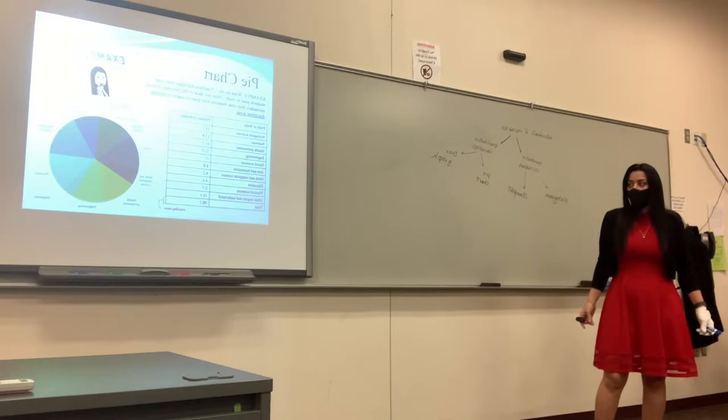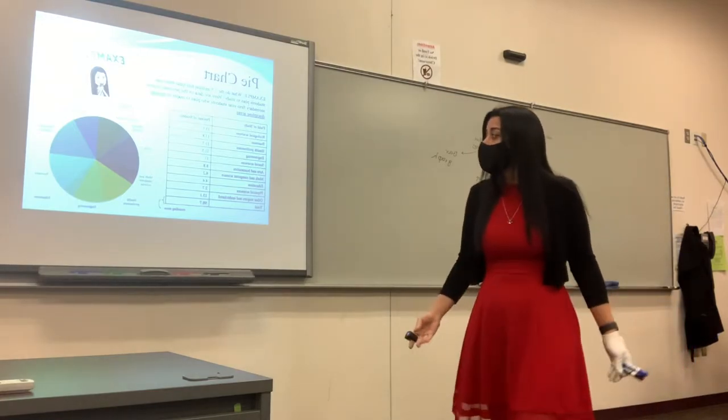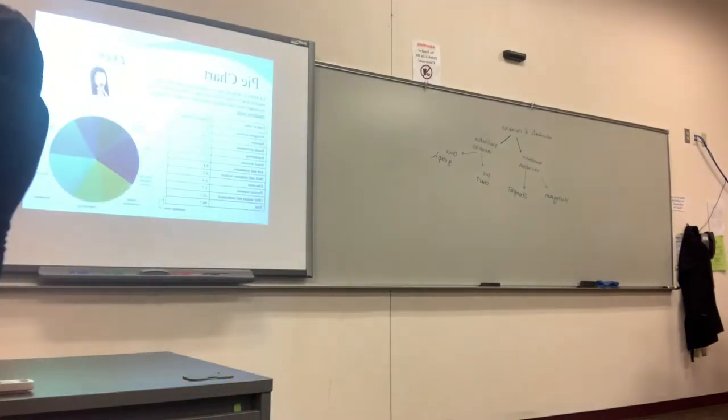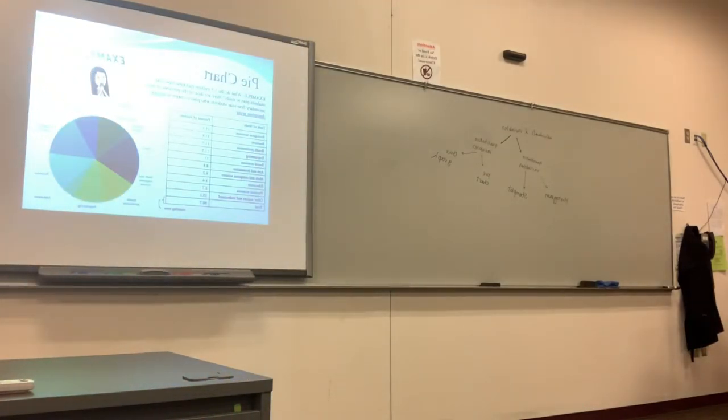Okay. So, how to interpret that? We can say, what is the smallest measure on this graph? It seems the physical science has the smallest slice, right? And when you go to the table on the left side, you will see, yeah, physical science is 2.7% of overall, which is the smallest group, right? And then it seems like biological science or health science are the biggest group in this pie chart.